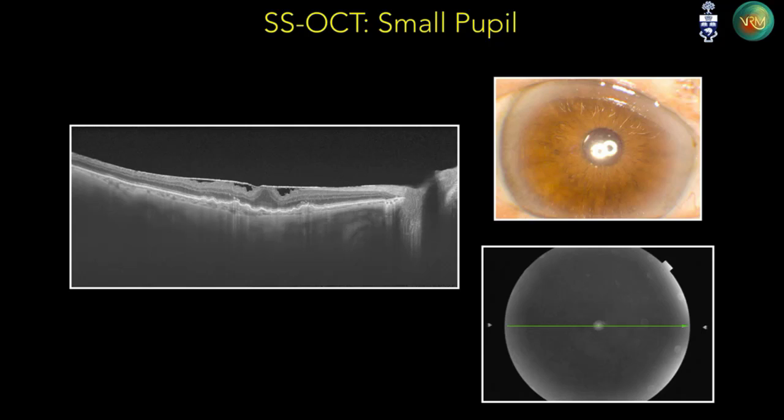You can see here in the bottom right that the infrared image is garbage. We can't get it because the pupil's too small. That part makes sense. But the OCT is very clear. You see the retina, RPE, choroid, sclera, nerve, everything is there through a 3 millimeter pupil.